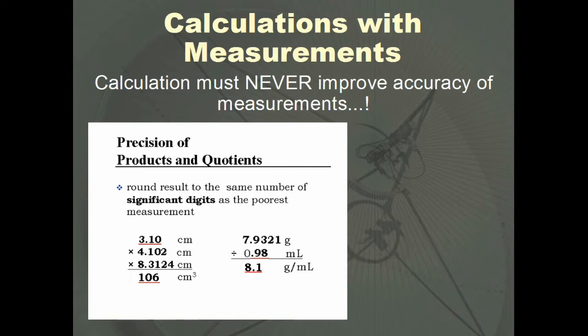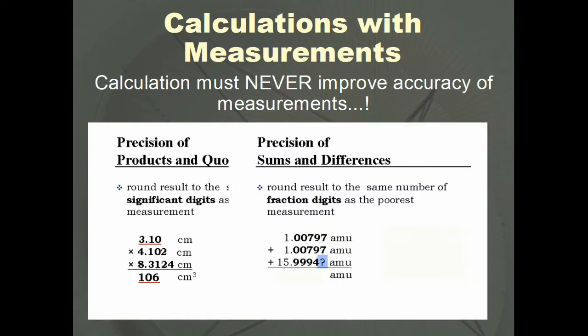What about if we go ahead and do addition or subtraction? Well, then the rule is a little bit different. Here is the precision of sums and differences. In order to add things up, like in this example, line up the decimal point and see how many digits past the decimal point are actually there.